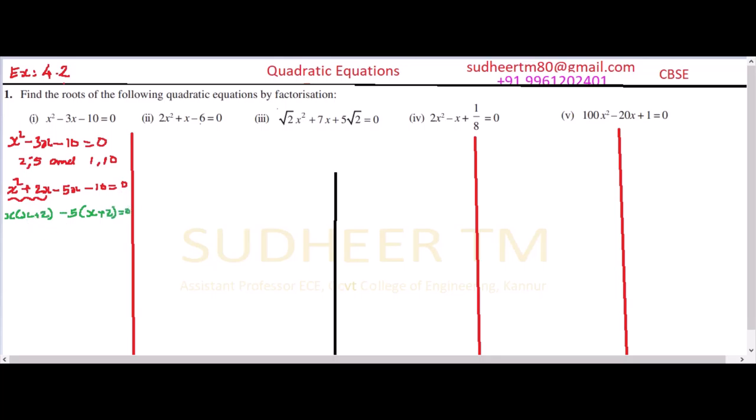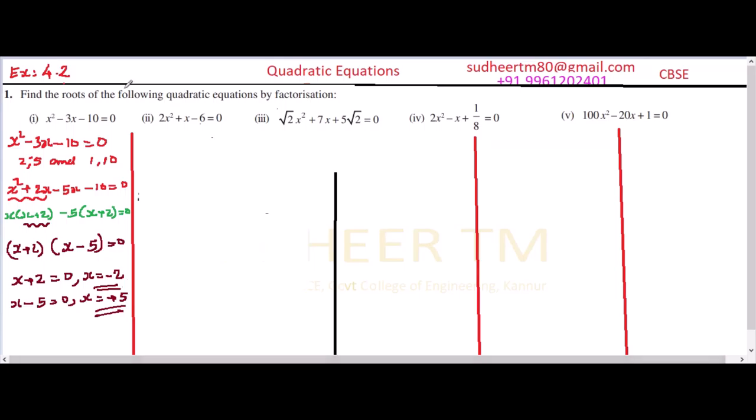Then here x into x plus 2 and minus 5 into x plus 2, so x plus 2 is common. Take the common, x plus 2 into what is remaining: x on the left and minus 5 is remaining. That is x plus 2 into x minus 5, which is actually our x square minus 3x minus 10. Then x plus 2 is equal to 0, which gives x is equal to minus 2. Then x minus 5 equal to 0, which gives x is equal to plus 5.